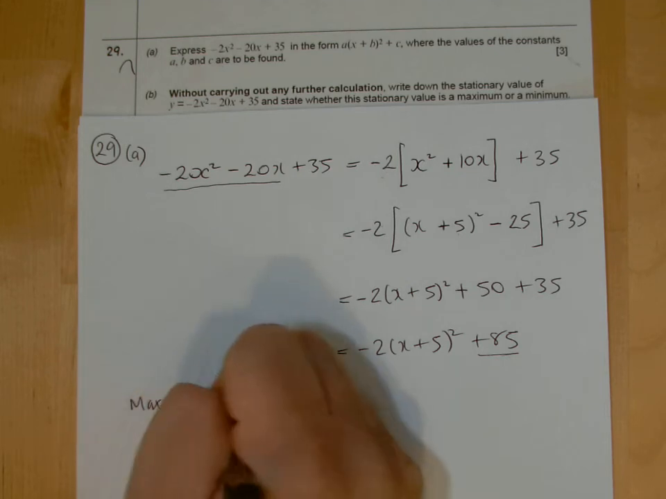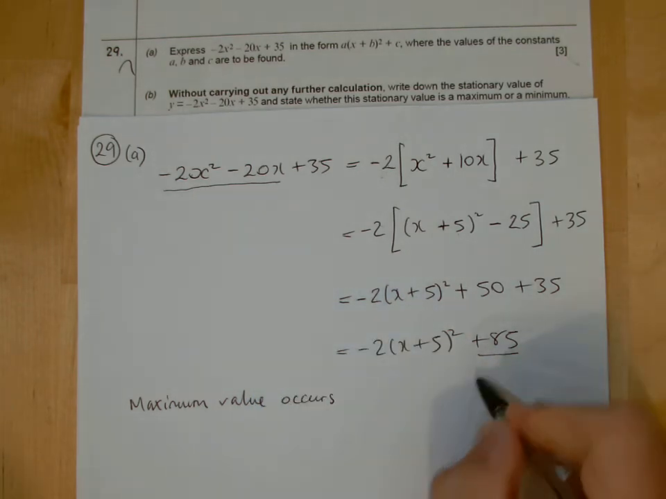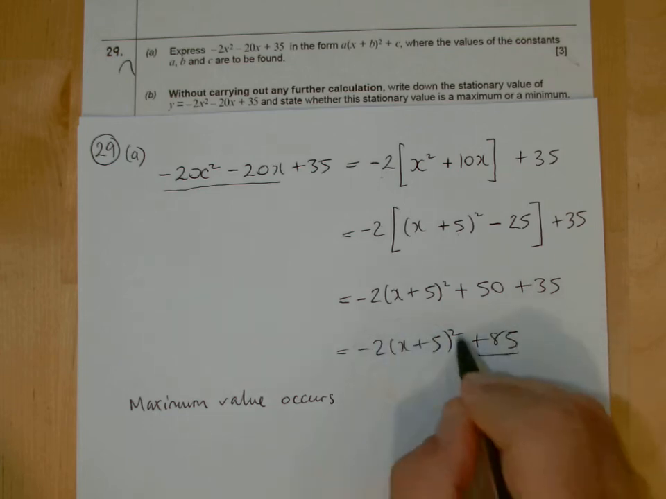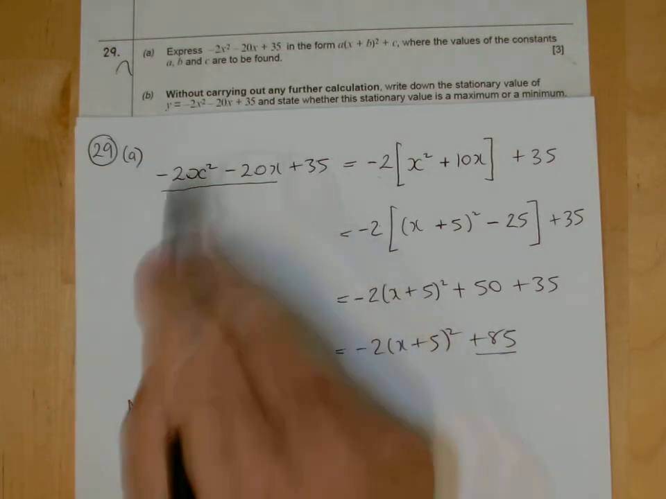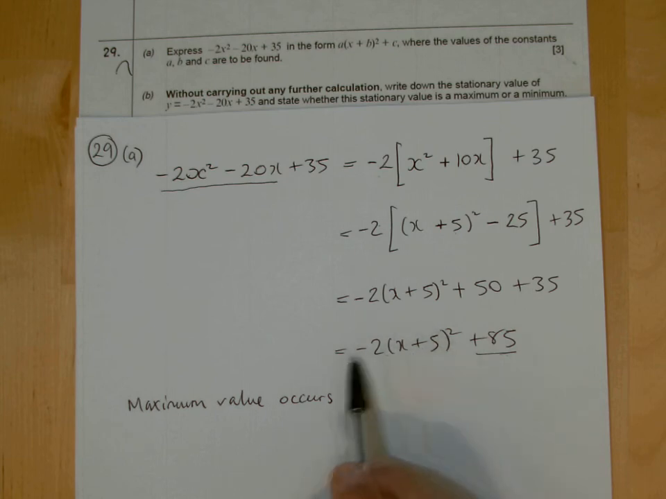So the maximum value occurs, and the maximum value will be 85. Now, of course, it'll be a maximum value of 85 when this is at its maximum, because we want the overall maximum of this. The overall maximum of this will be the maximum of this, and this will be at its maximum when the bracket is 0, because the most all of this can be is 0. Other than that, it's going to be negative because you've got a negative in front. Negative anything of this will always be negative.